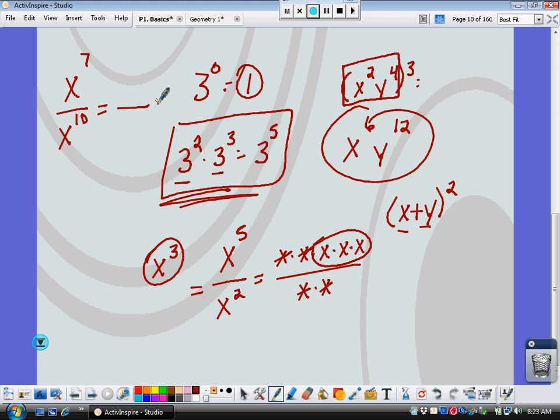Say, well, since there's 10 on bottom, 7 on top, when I subtract those off, I'm going to be left with 3, but those 3 are going to be on bottom still. There's nothing left on top, so put your 1 there. Don't put a 0.